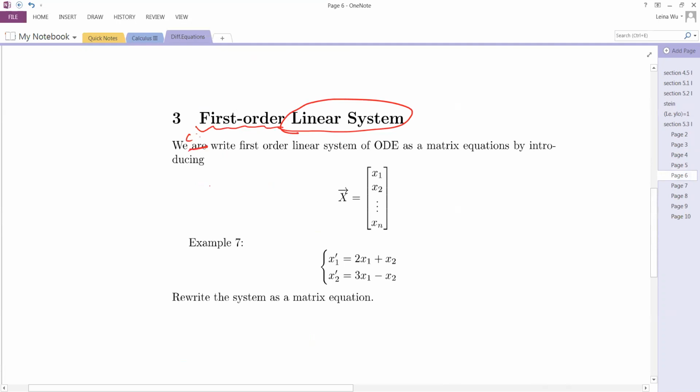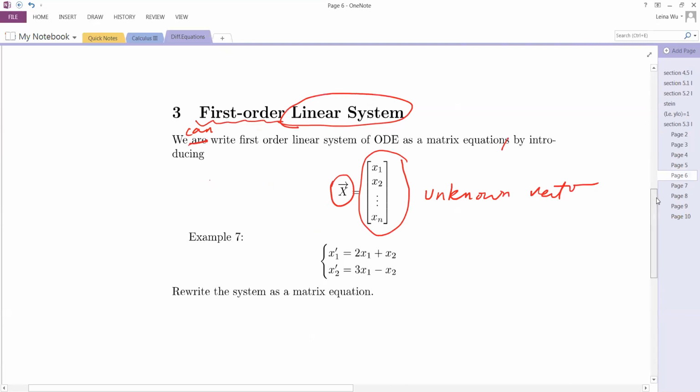So we can write a first order linear system of ODE as a matrix equation by introducing vector x as x1, x2, and so on, up to xn. So we are introducing this column vector, right? This is a column vector as our x vector, or you can say this is the unknown vector. The vector contains all your unknowns.